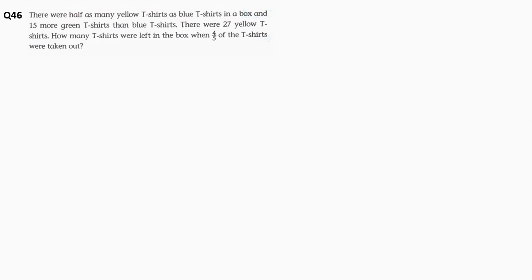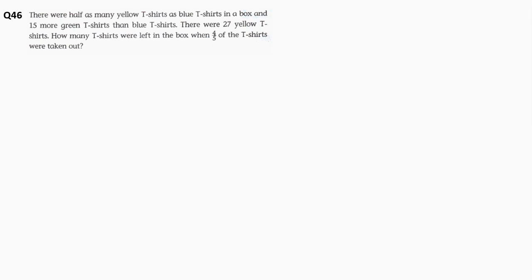There were half as many yellow t-shirts as blue t-shirts in a box, and 15 more green t-shirts than blue t-shirts. There were 27 yellow t-shirts. How many t-shirts were left in the box when 4/5 of the t-shirts were taken out?